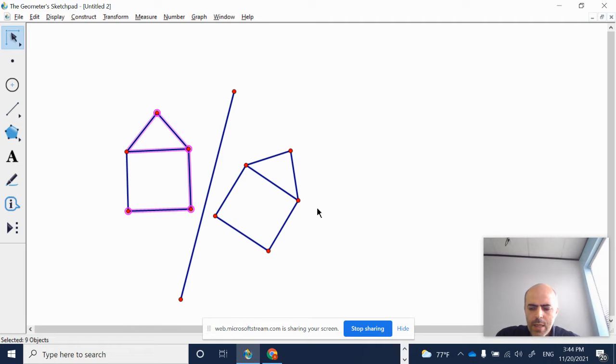The other one: line segments which connect corresponding points are perpendicular to the line of reflection. This is interesting.